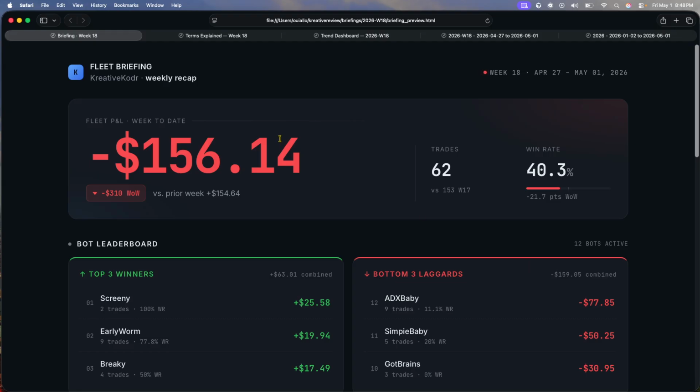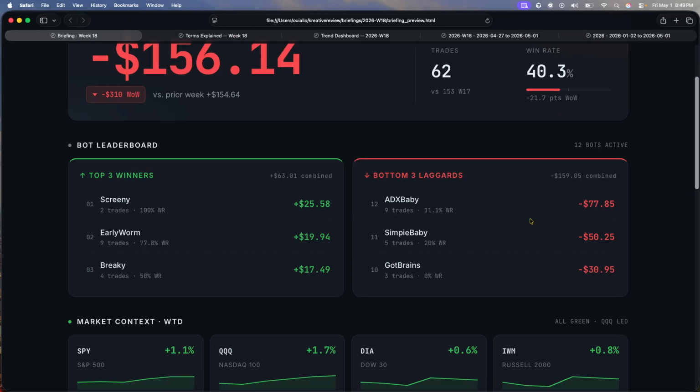So what we're looking at for the week is that we did lose 156 bucks, right? And from prior week when we're up 156, we were down. So one of the things that is alarming me is, number one, you're seeing the trades almost halved, if not damn near about 75% of the trades, right? We had 153 last week. We only had 62 this week, right? And of those 62 trades, we only won 40% of them. So about a 21% drop week over week.